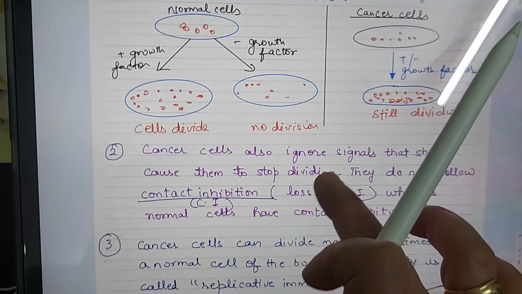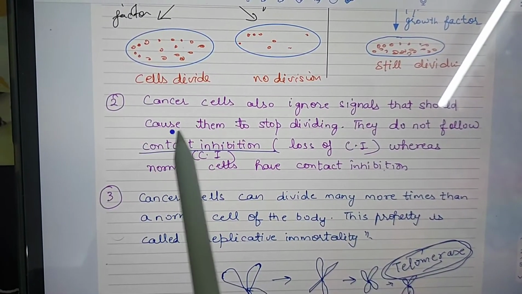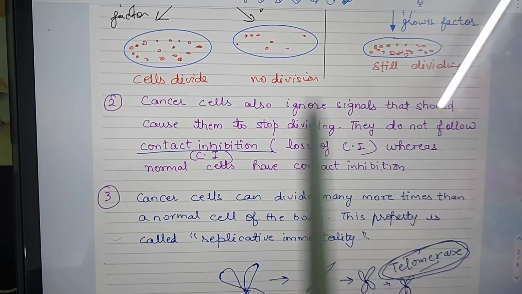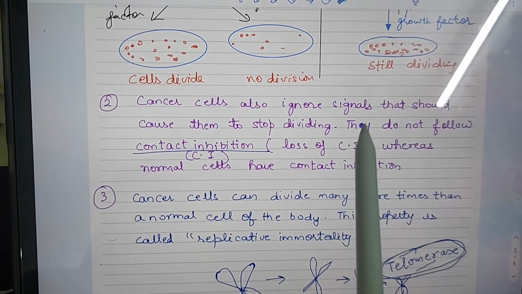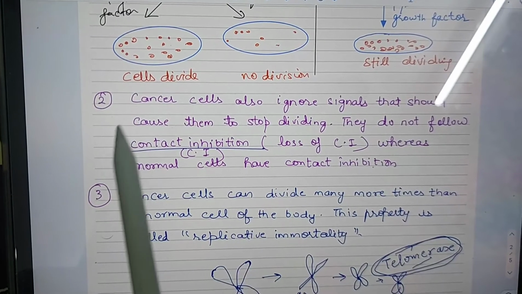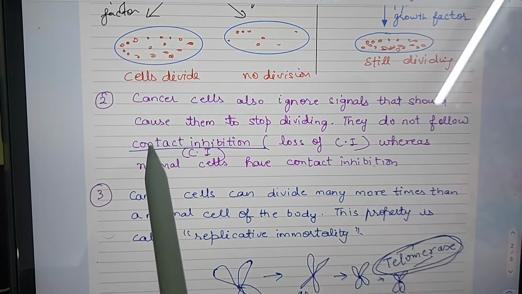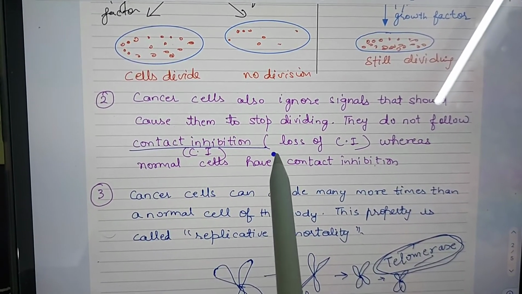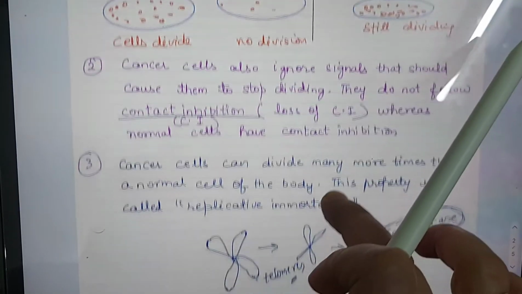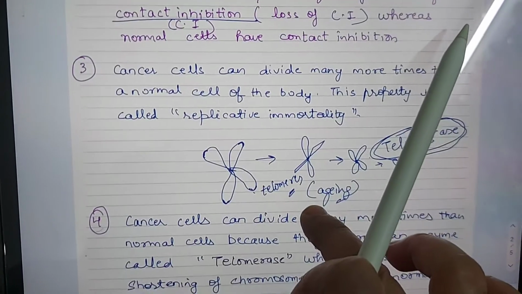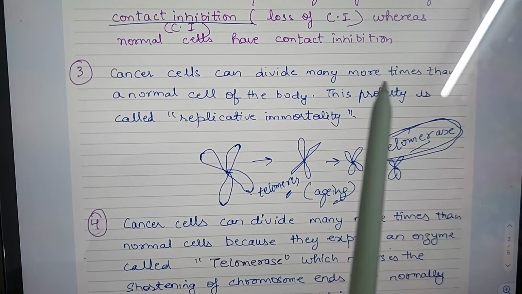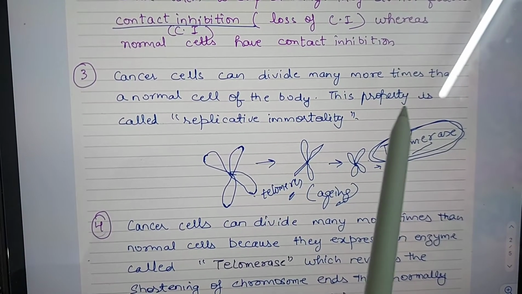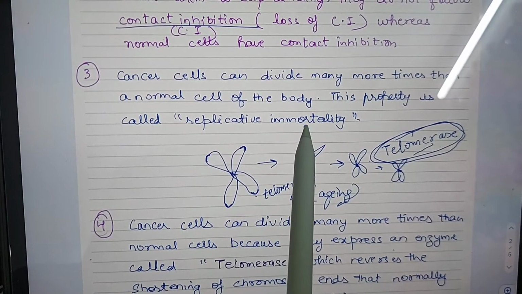Second property, which we again discussed, is that cancer cells ignore signals that should cause them to stop dividing. So they do not follow contact inhibition. So that means loss of contact inhibition in case of cancer cells, whereas normal cells have contact inhibition. Third point, cancer cells can divide many more times than a normal cell of the body. This property is called replicative immortality.